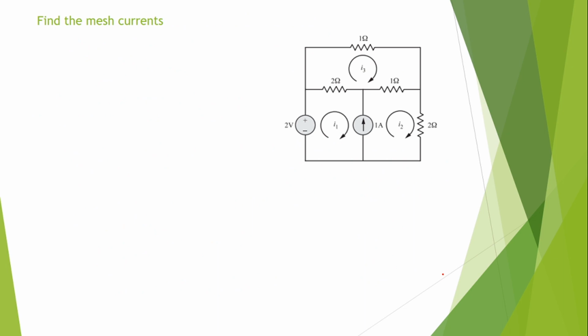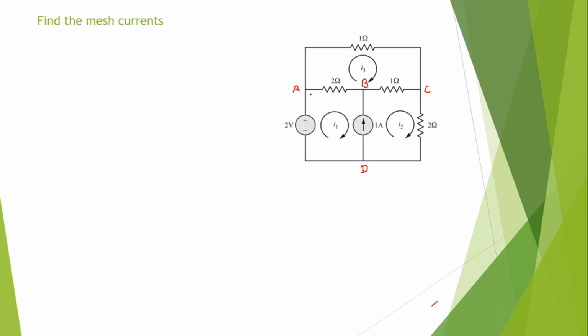Let us see next: find mesh currents. So here the network is drawn and they have given the mesh currents also, I1, I2, I3, and the resistance values, all these are given. Now I will consider these as points A, B, C and a point D.